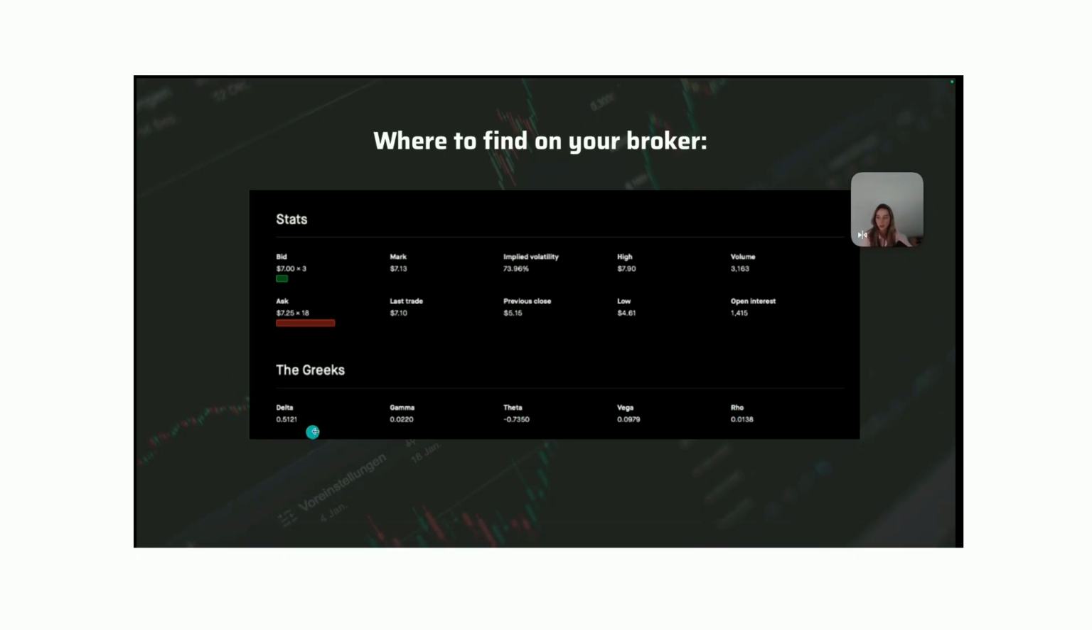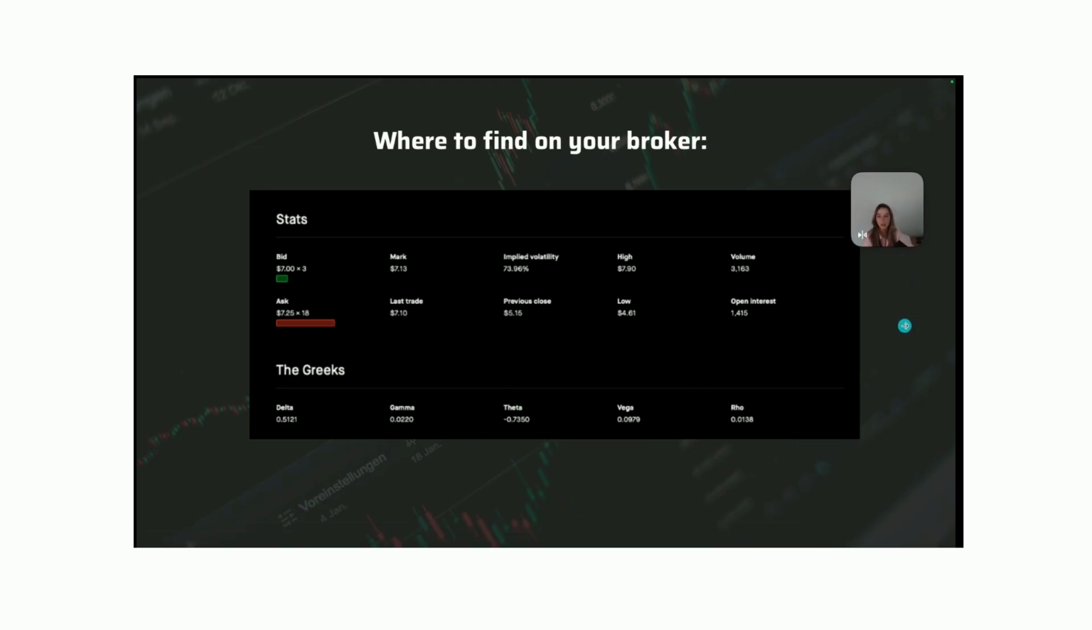So this is a call option because we see that delta is positive. We have 0.5 delta and our gamma is 0.02, and theta, which is always negative, we have a negative 0.7 theta on this contract. So this one is going to lose value pretty quickly.